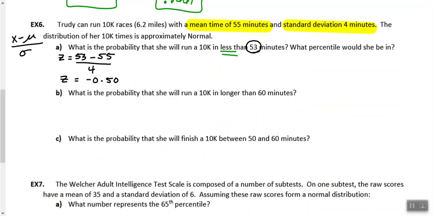So my probability is 0.3085. Then it's also asking what percentile it is, what percentile she'll be in. So all we have to do is move our decimal, and we get 30.85%.